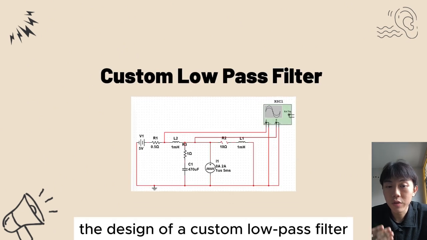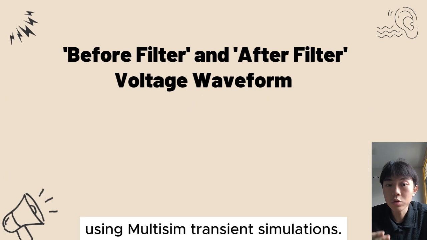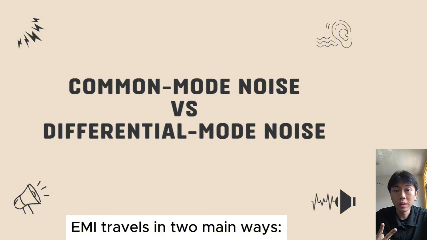To fix this, we'll walk you through the design of a custom low-pass filter using passive components, and then prove its effectiveness by comparing the before-filter and after-filter voltage waveforms using Multisim transient simulations. To design an effective filter, we must first understand the electromagnetic field theory behind the noise. EMI travels in two main ways, differential mode and common mode.